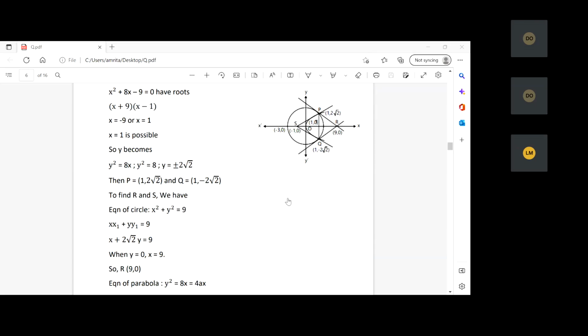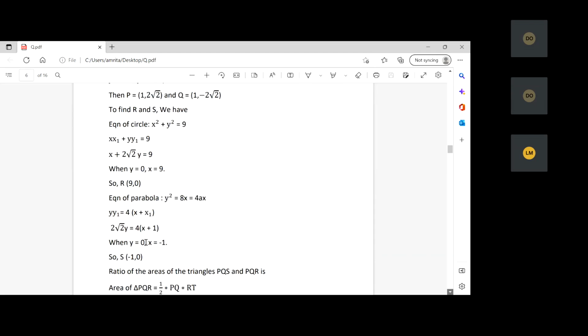Similarly, you can find the next value with the equation of the parabola. So y² = 8x, where 4a is 8, you can write this as yy1 = 4(x + x1). So this is 2 root 2 y = 4(x + 1). When y becomes 0, the value of x will be minus 1. So the coordinate of S is (minus 1, 0) and the coordinate of R is (9, 0). I hope up to this you have got a clear idea. If there is anything, you can type it in the chat box.